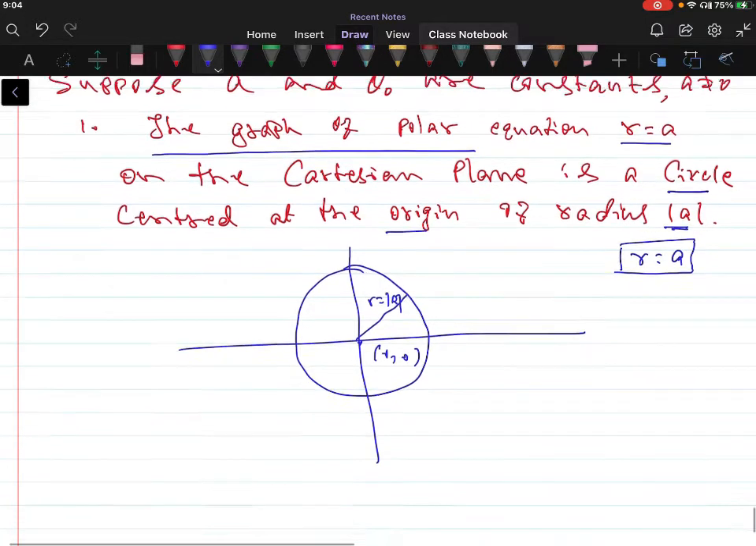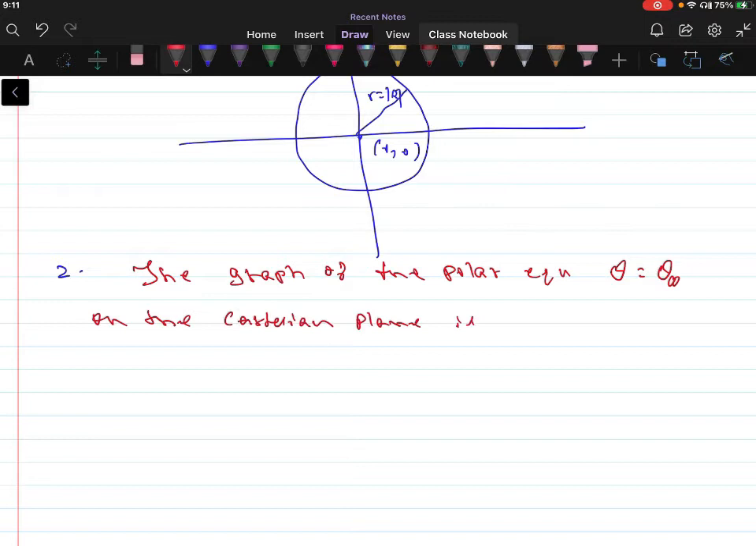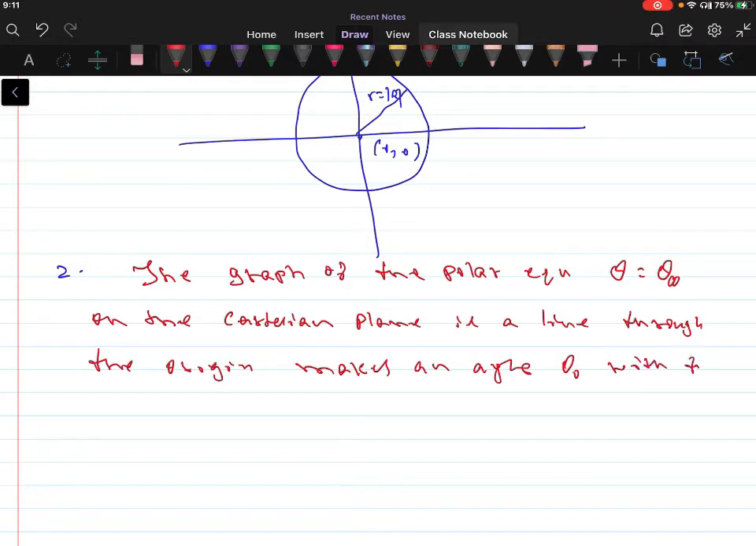So move to the next point now. Suppose the graph of the polar equation theta is equal to theta naught, where theta naught is a constant, on the Cartesian plane is a line through the origin that makes an angle theta naught with the initial ray.